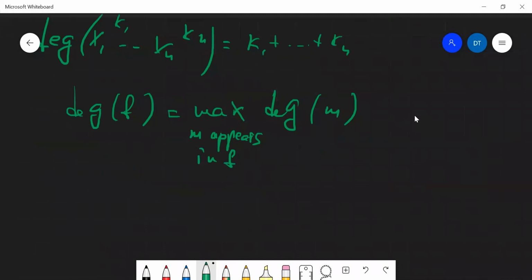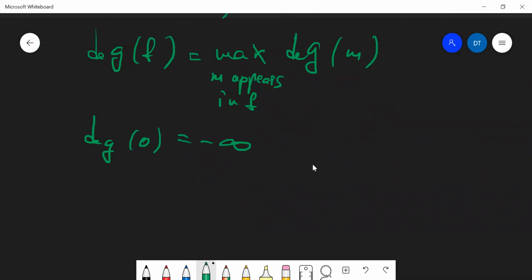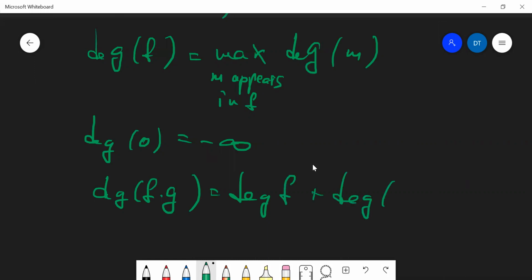As usual, this definition doesn't work if the polynomial f is 0, because there are no monomials in it. In this case, we just define the total degree to be minus infinity. So the total degree of the zero polynomial is minus infinity. This is exactly the same as in the case of one variable. And we have the usual rule: the degree of a product is the sum of the total degrees of each factor.